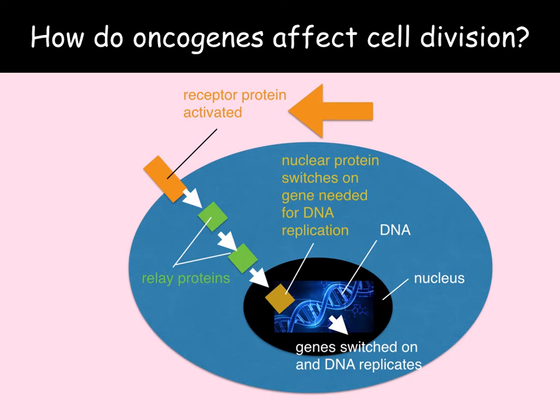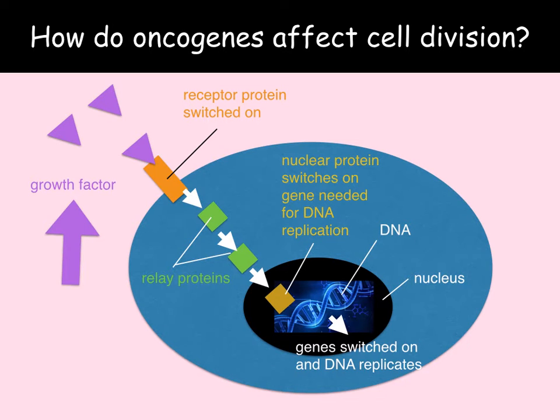So how do oncogenes affect cell division? Well, the receptor protein on the cell surface membrane can be permanently activated so that the cell division is switched on, even in the absence of growth factors. Or the oncogene may code for a growth factor that is then produced in excessive amounts, so you have excessive cell division being stimulated.